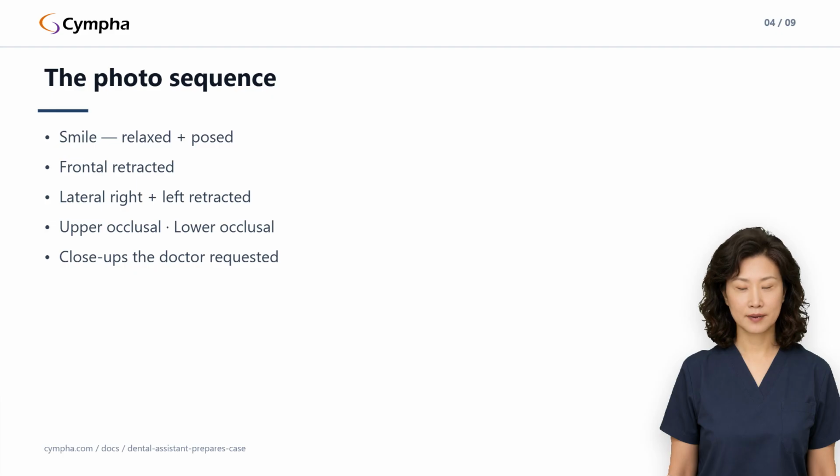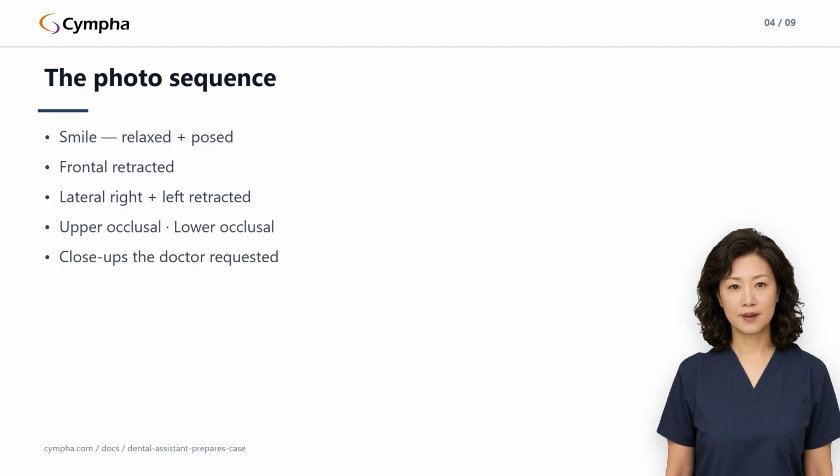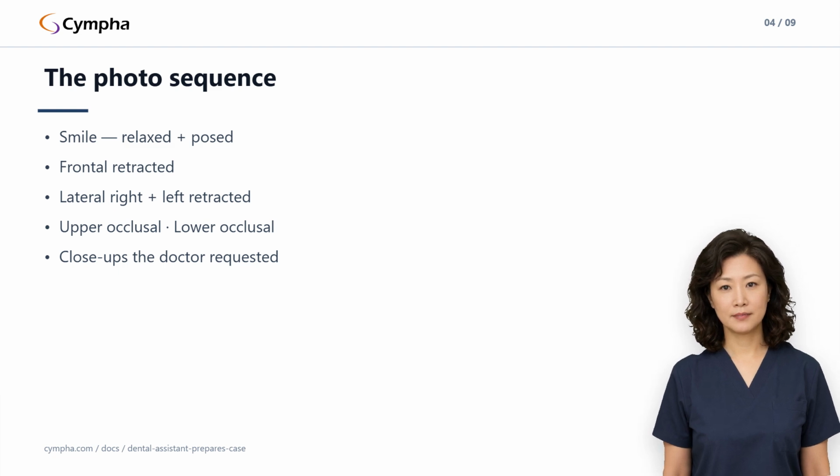The written guide's advice here is worth repeating. Standardize the sequence across the whole team. Train everyone on the same shot order, because when every case's photos arrive in the same order, the doctor reviews them without hunting. Their eye knows where the lateral is every single time. Consistency is what turns a pile of photos into a record.